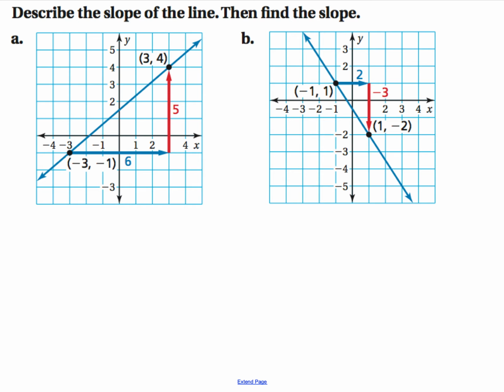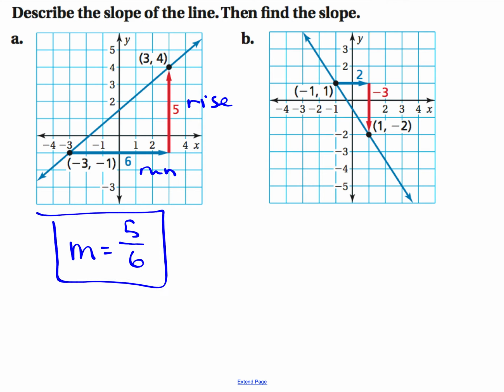So describe the slope of the line, then find the slope. On this one, A is a positive slope, and it looks like it is going with a rise of 5 and a run of 6. So the slope is rise over run, 5/6. And that's it.